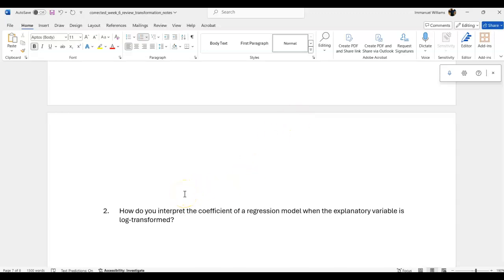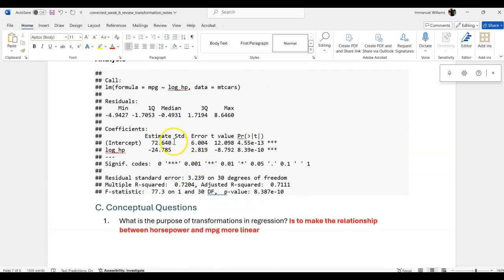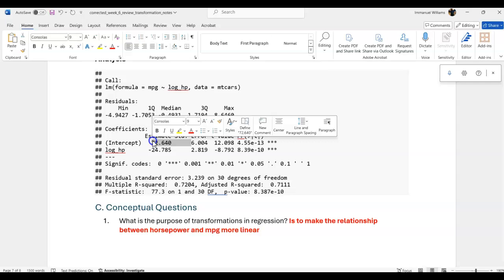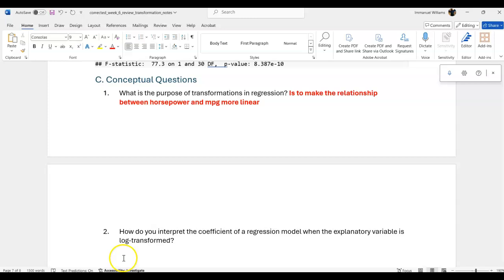How do you interpret the regression coefficients? Okay, come to find out, you can't interpret the intercept. You can't. How come you can't interpret it, Dr. Williams? Because you can't have 0 horsepower, because you take the log base 10 transformation. You can't have 0 as your horsepower, so you can't interpret it. Okay? So then here, the only thing that we have to interpret is the slope.